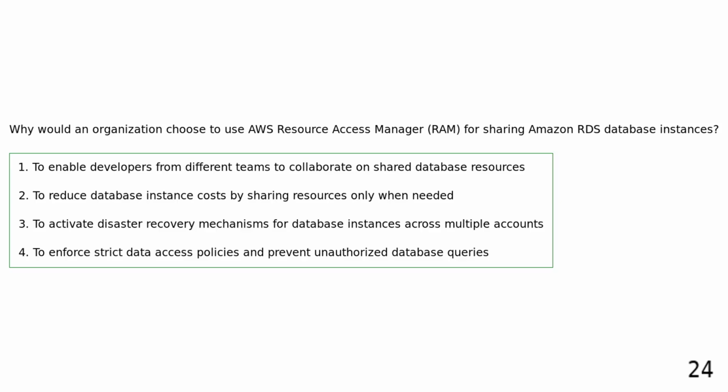Why would an organization choose to use AWS Resource Access Manager for sharing Amazon RDS database instances? To enable developers from different teams to collaborate on shared database resources. To reduce database instance costs by sharing resources only when needed. To activate disaster recovery mechanisms for database instances across multiple accounts. To enforce strict data access policies and prevent unauthorized database queries.